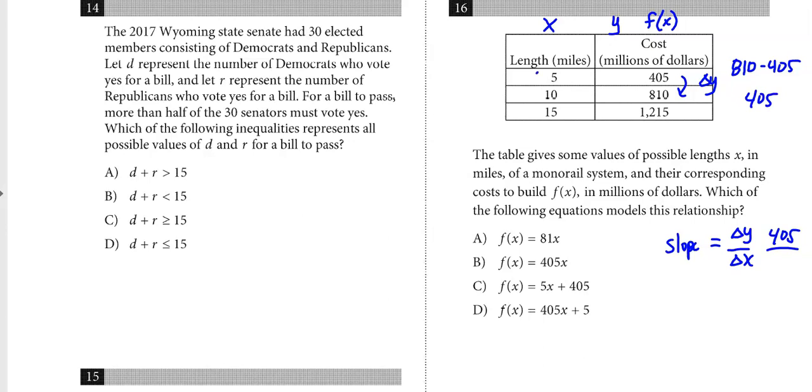And then the x is changing by 10 take away 5, or the change in x is just 5. So it looks like my slope is 81. So I know the correct answer here is A.